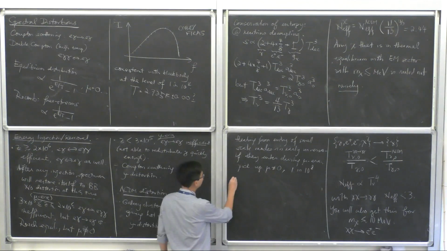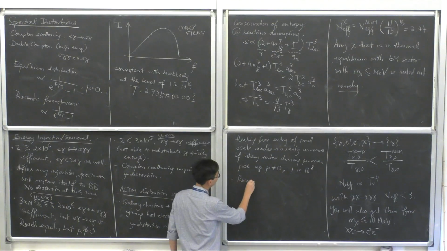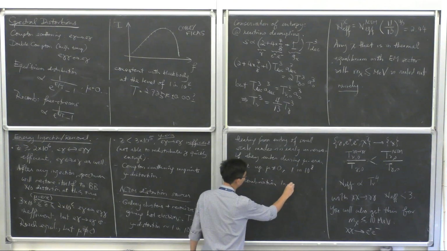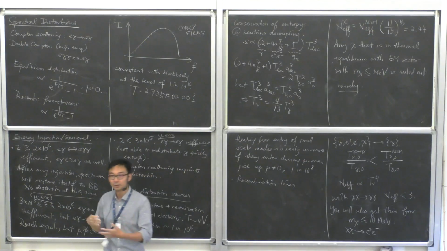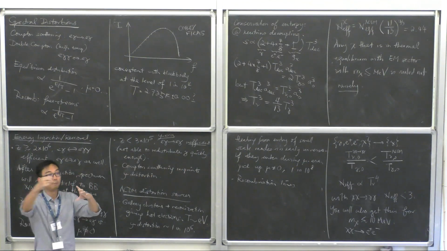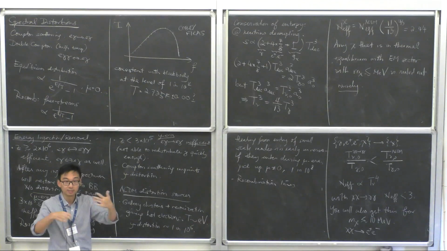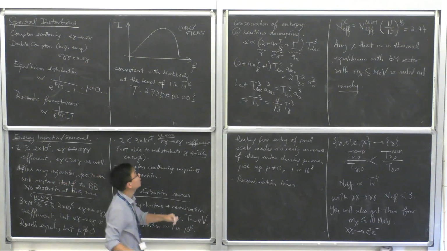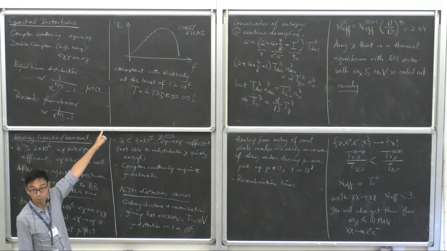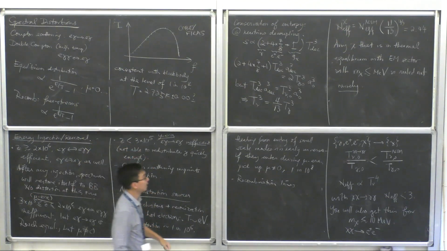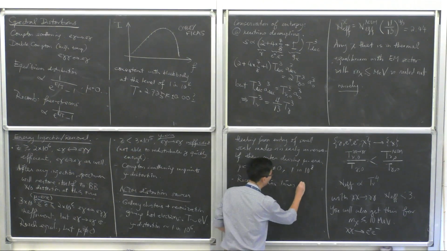And then the last thing is recombination lines. So when recombination happens, the electron recombines to a high N state in the hydrogen atom, and then it scatters down and it emits a whole bunch of line photons. And so on top of this, you should also see atomic lines. And this is also at the level of 1 in 10 to the 8.